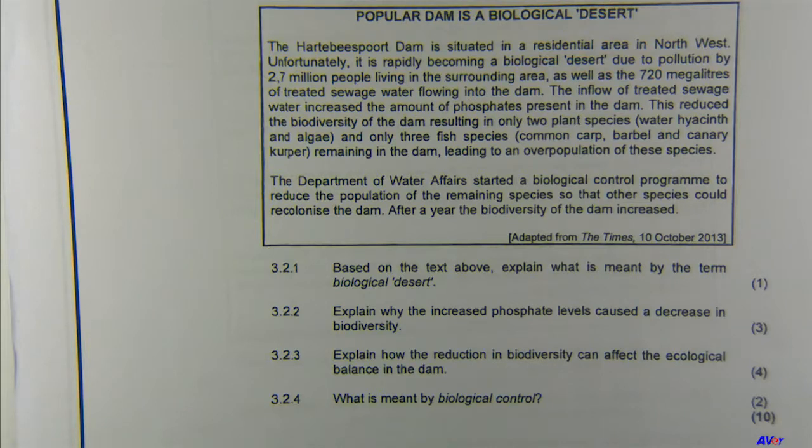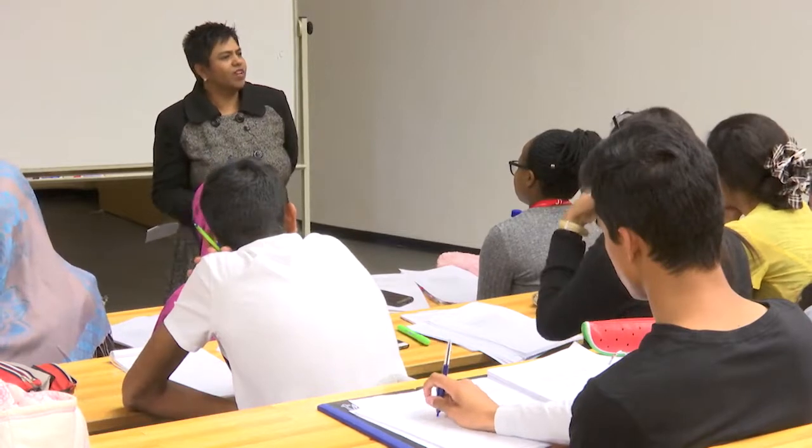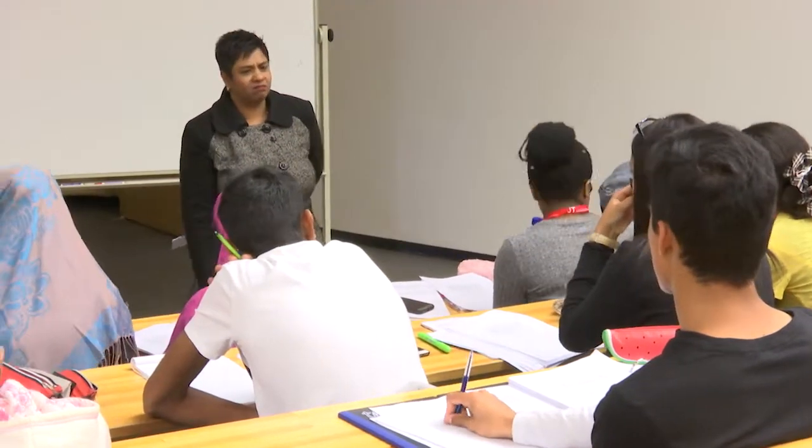Okay, before we even talk about answering the questions, biodiversity means a variety of living organisms. Can anybody tell me why biodiversity is important? Why is it that we're always concentrating on biodiversity? A variety of living organisms. Why?